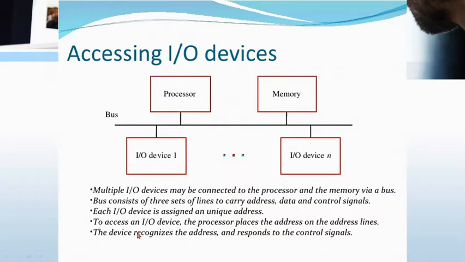Remember, each I/O device is assigned a unique address. To access an I/O device, the processor places the address on the address lines, and the device recognizes the address and responds to the control signals.